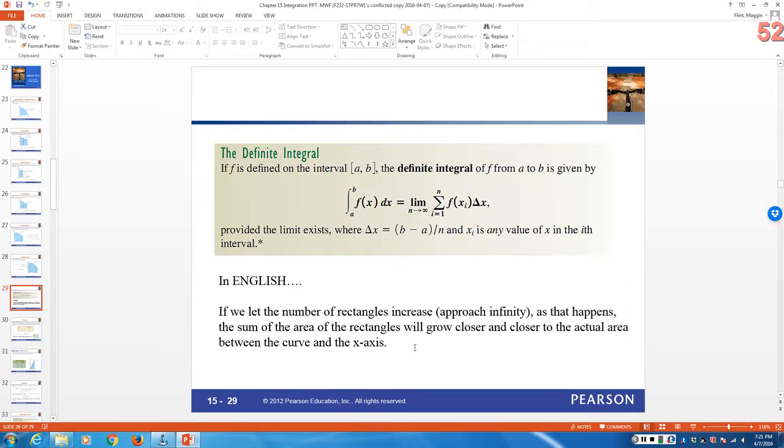So in English, what that says, because I know that's hard to read, in English, if we let the number of rectangles increase, that is, approach infinity, as that happens, the sum of the area of the rectangles will grow closer and closer to the actual area beneath the curve, between the curve and the x-axis.